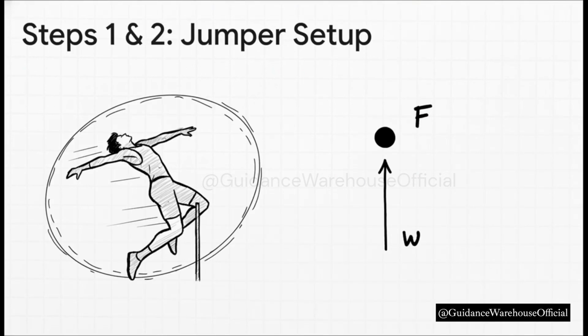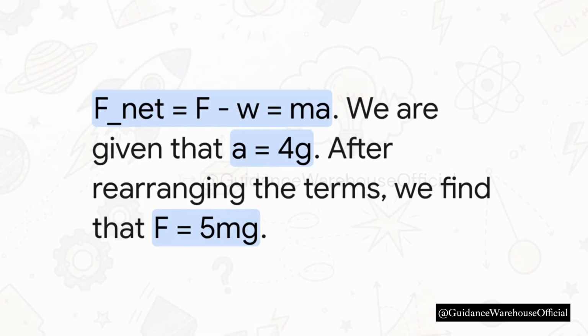All right, let's apply our strategy. Steps 1 and 2. Our system of interest is the high jumper. At that exact moment they push off, what external forces are acting on them? Well, there's the jumper's weight, W, pulling them down, and then there's that big upward force, F, that the ground exerts back on them. And that's it, see? Nice and simple.